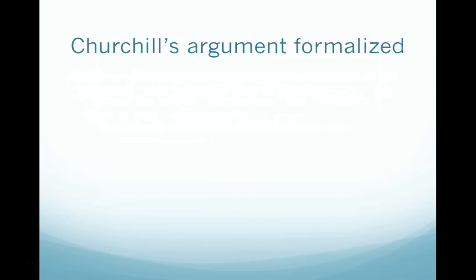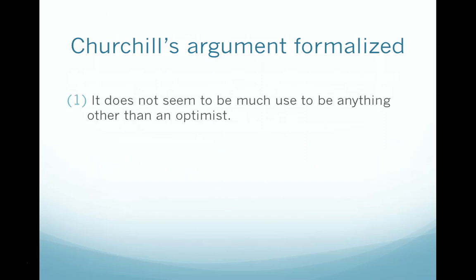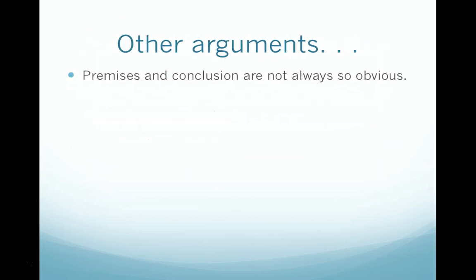So, if we were going to formalize Churchill's argument, it might look something like this. The first premise: it does not seem to be much use to be anything other than an optimist. And this leads to our conclusion, so I'm an optimist. However, premises and conclusions are not always so obvious.